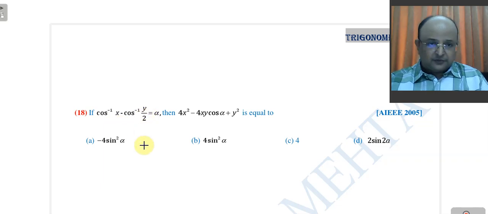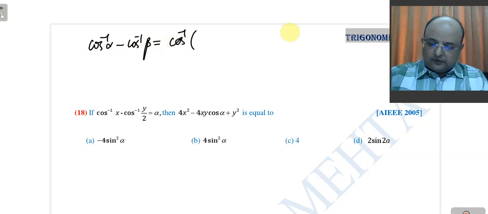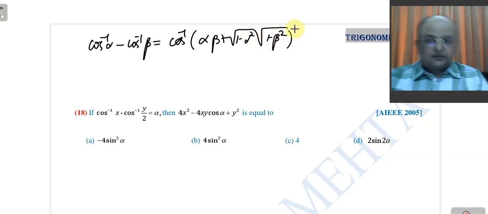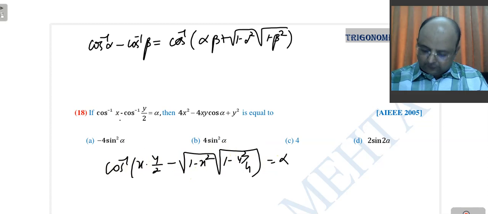Cos inverse minus cos inverse. Now you must know this comes again and again. You must remember this formula. Cos inverse alpha minus cos inverse beta is cos inverse of alpha beta plus root of 1 minus alpha square times 1 minus beta square. It behaves like cos alpha minus beta, cos alpha cos beta plus sin alpha sin beta, okay. So here it will give me cos inverse x into y by 2 plus root of 1 minus x square times 1 minus y square by 4, equals alpha.